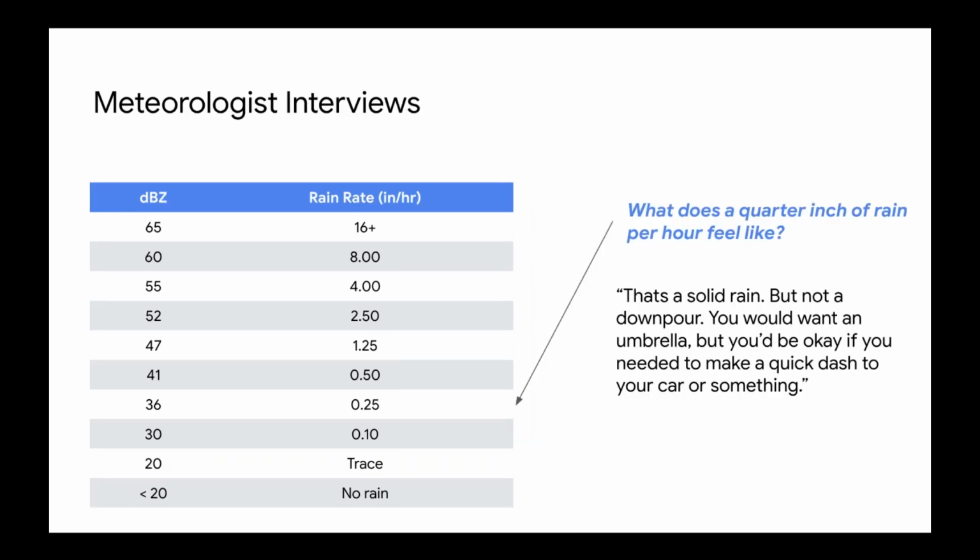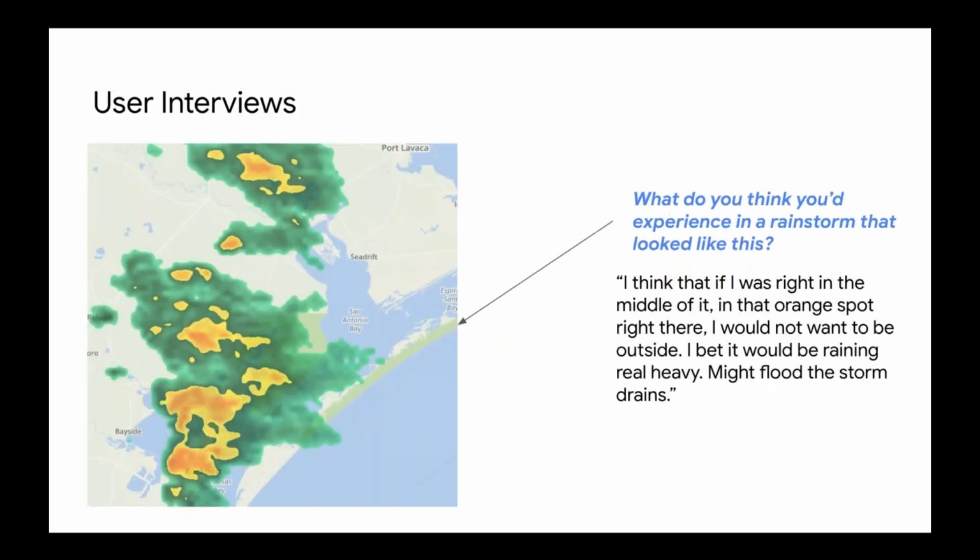But one thing that I would do in order to try to tackle this problem is I would talk to the experts of the data, so the domain experts of the data, and I would ask them things like, what does 0.25 inches of rain per hour actually feel like? And they would describe it qualitatively to me. They would say things like, well, that's a solid rain, that's a downpour, you're going to need an umbrella, you know, and do these different things.